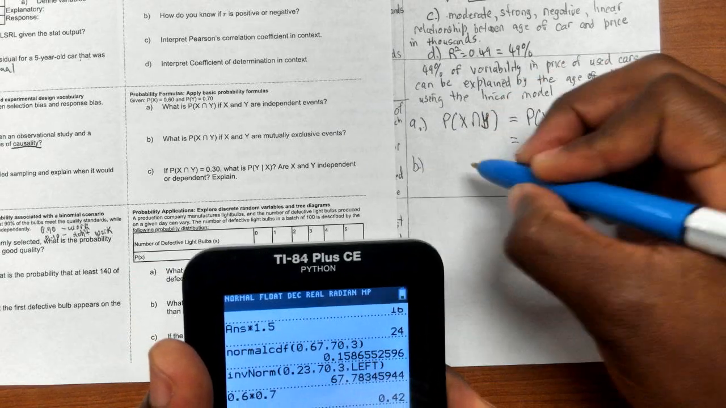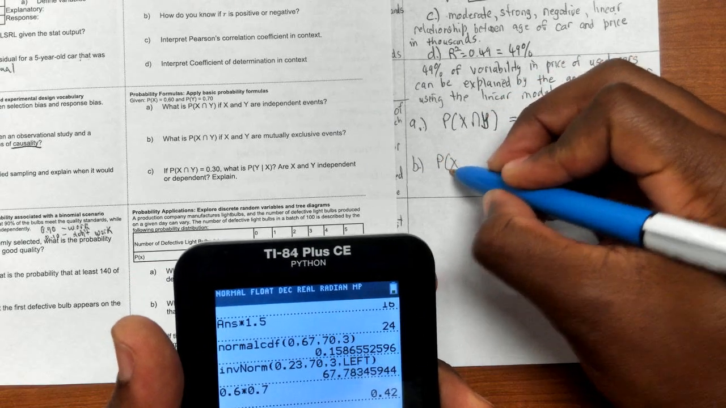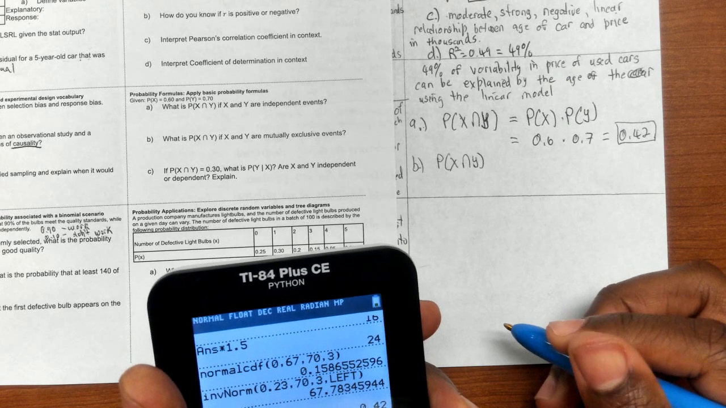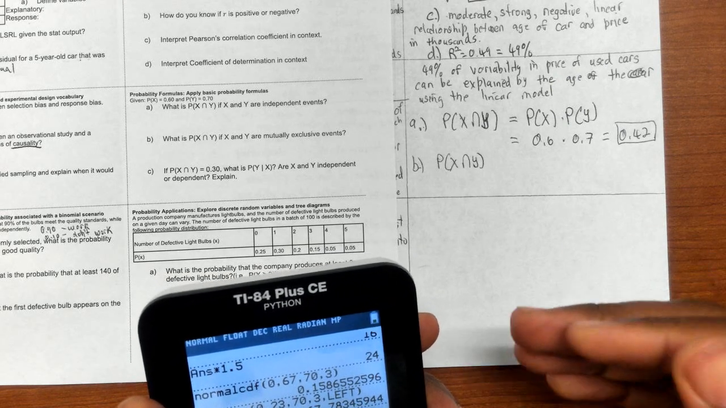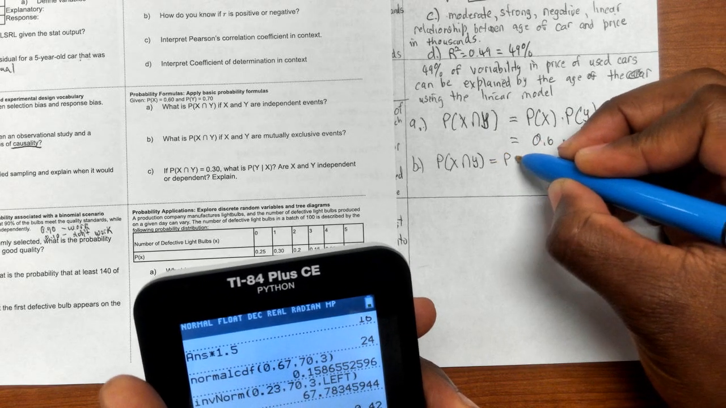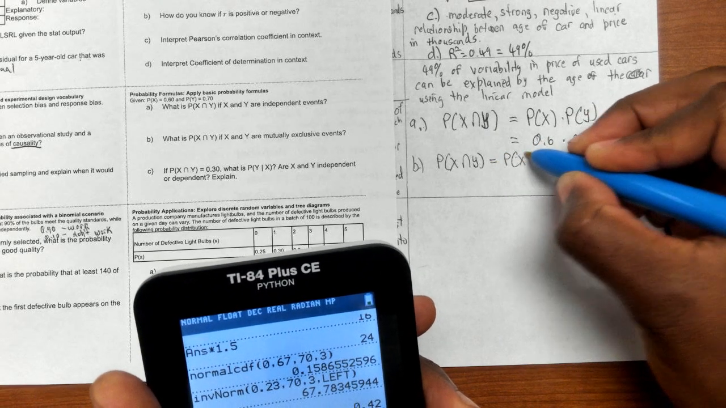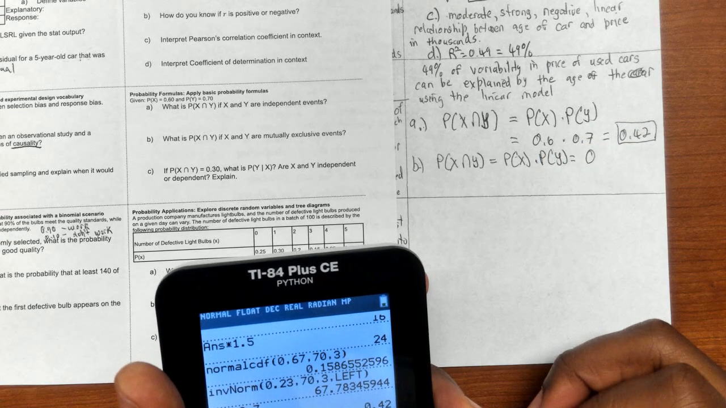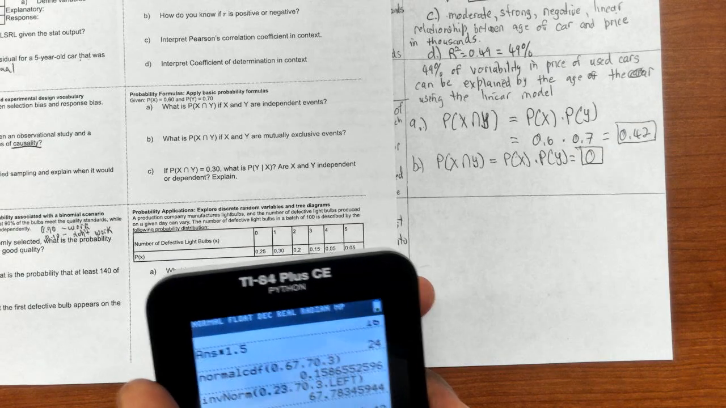Okay. So now it wants us to do probability of x and y, but in this case they're mutually exclusive of each other. All right. So mutually exclusive means that one does not impact the other. So whenever something is mutually exclusive, that means the probability of x and y is equal to 0. All right. So this would be just 0.